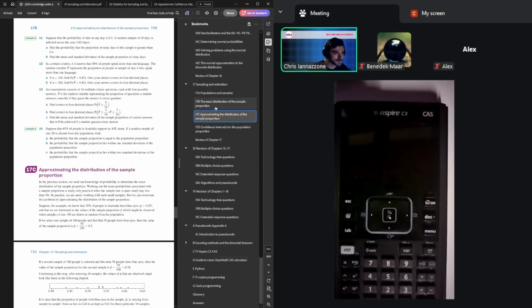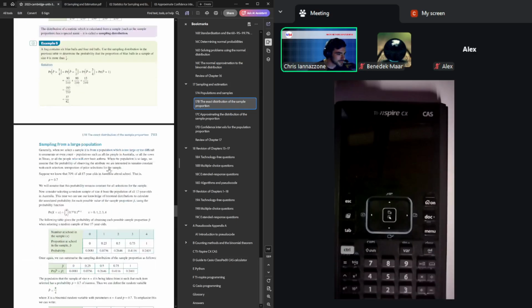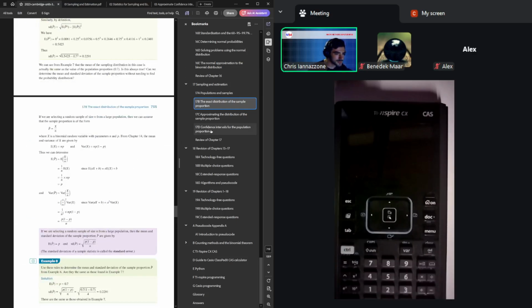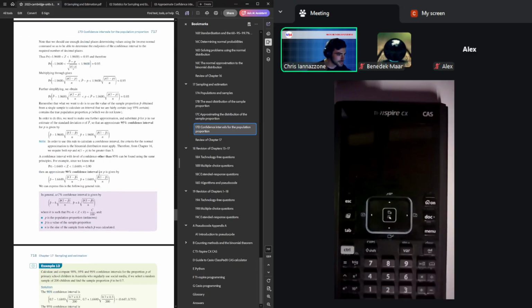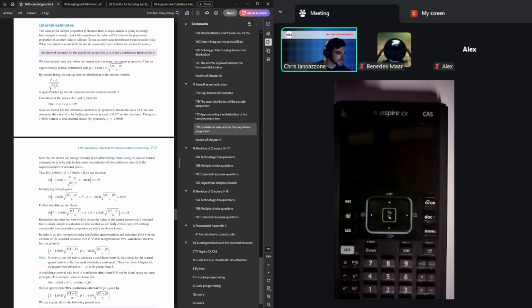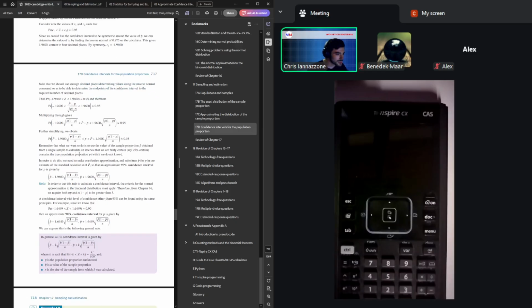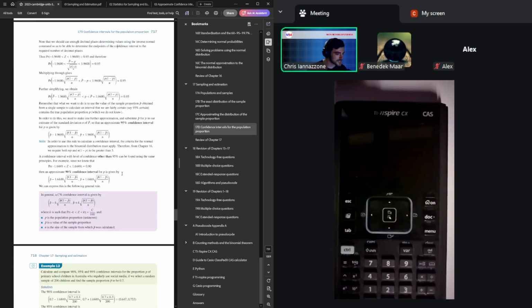I think 17b talks about it. You can read an explanation of what you're doing with the confidence interval, but they really seem to love making it look more complicated than it is. So maybe don't worry too much.